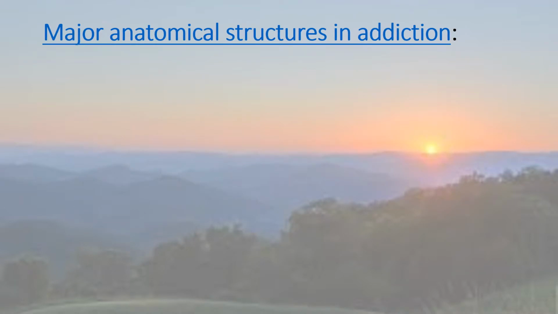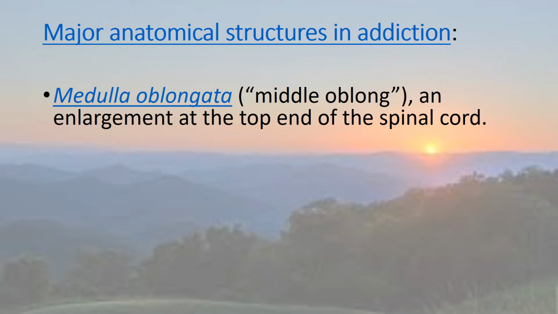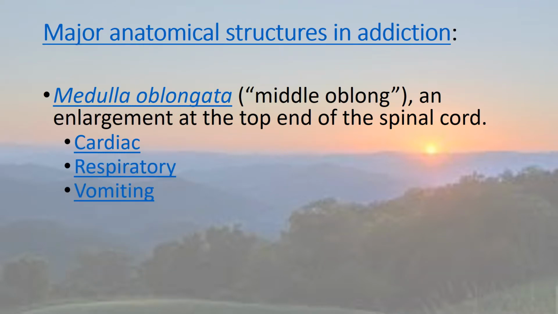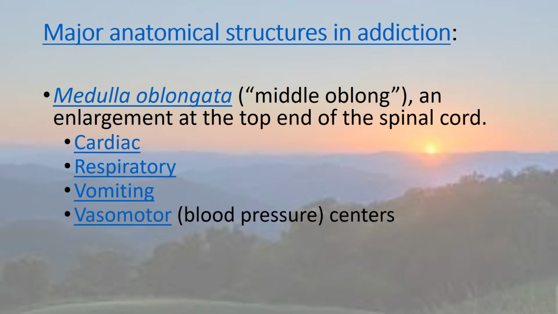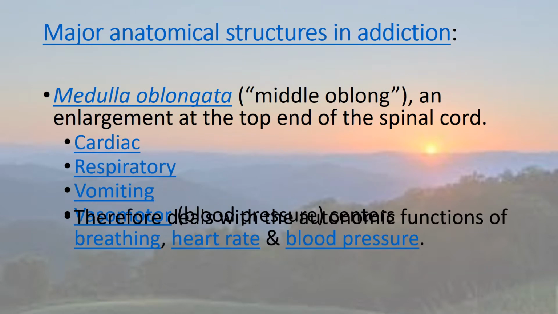The medulla oblongata is the middle oblong, the enlargement at the top of the spinal cord. It controls cardiac, respiratory, vomiting, vasomotor, or blood pressure centers. It's basically concerned with the autonomic nervous system and functions of breathing, heart rate, and blood pressure.